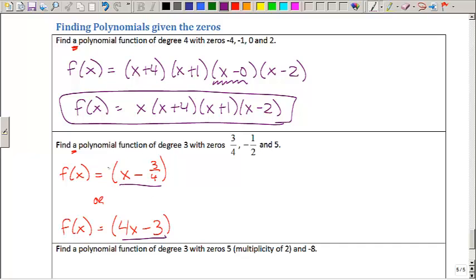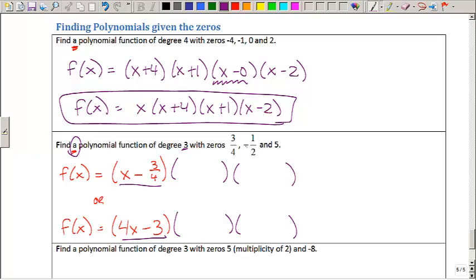Notice that the two factors that we came up with that both work are really only multiples of each other. If I take this first one that I found and multiply it by 4, I'm going to get the second one. Notice I didn't ask you to find the only polynomial function, I asked you to find a polynomial function. So there could be more than one answer as long as each of the zeros are covered and that you only have a degree of 3, meaning you're only going to have 3 x's, or 3 factors.